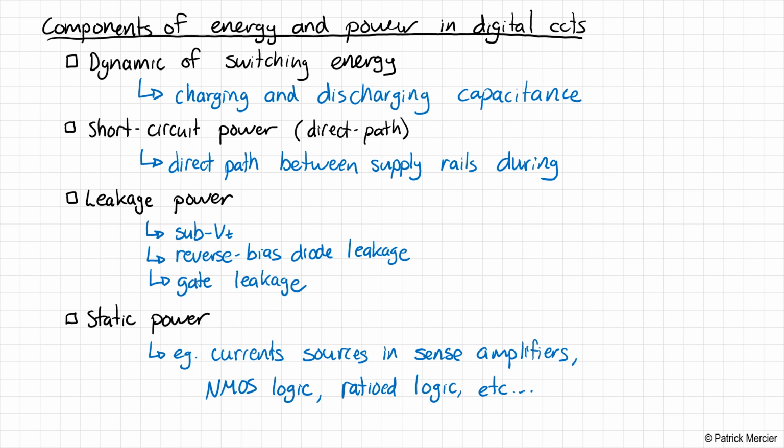What we're going to predominantly focus our attention on is dynamic or switching energy, as well as leakage power. It turns out that these are usually the two most important pieces of power in modern digital circuits. So I want to spend most of the time of this lecture discussing arguably the most important component of power and energy in digital circuits, and that is switching energy. Okay, this is usually the dominant power consumer or energy consumer of a digital circuit.